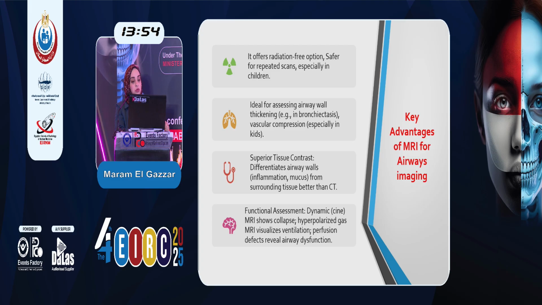It also helps to give functional assessment. Dynamic cine images show collapse, using hyperpolarized gas MRI to visualize ventilation perfusion defects, and reveal airway obstruction or dysfunction.